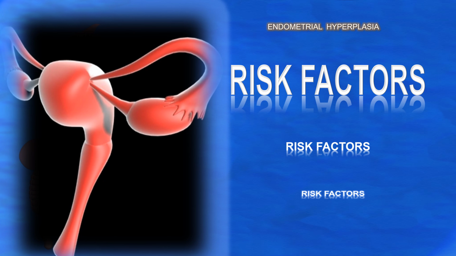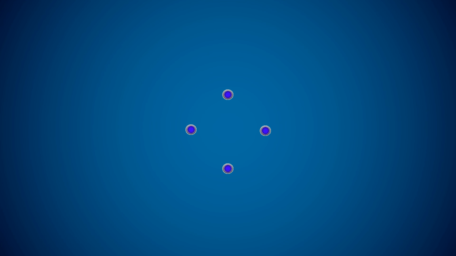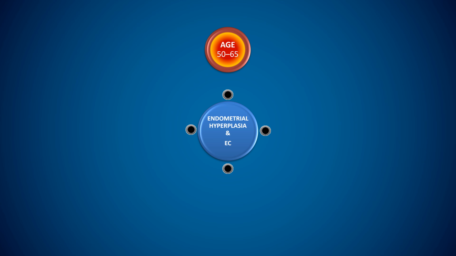What are the risk factors for endometrial hyperplasia and endometrial carcinoma? Risk factors for endometrial hyperplasia and endometrial cancer: age. Indeed, age and obesity are the strongest risk factors for endometrial hyperplasia and endometrial cancer.